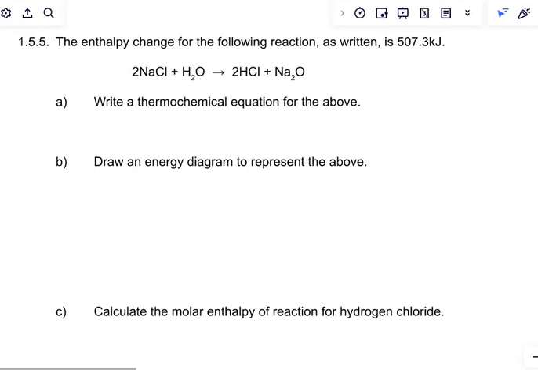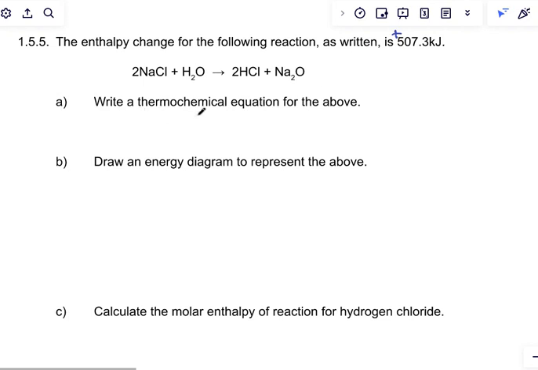Hello again. We're still working on energy or enthalpy of reaction, and here we have you put salt in water and you get hydrochloric acid and sodium oxide, and they say the enthalpy change for this reaction as written is 507.3 kilojoules. This is implicitly positive, which means our reaction is endo or exothermic. Positive means endo, so we're putting energy into this reaction.